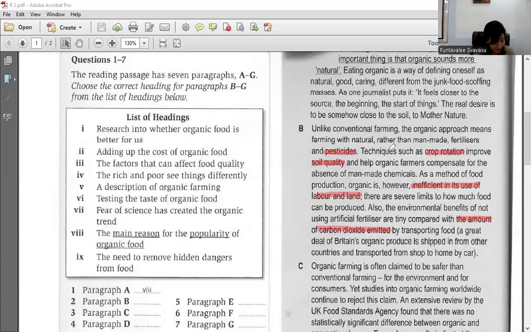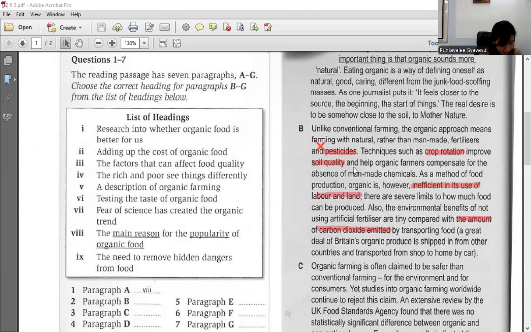So the first choice, they say occasional use of pesticides. But look at this part here. They say they do farming with nature rather than, as I mentioned, rather than means not, in IELTS, so not man-made, not fertilizer, not pesticide as well. So not occasional, it's actually no pesticide. So this one is wrong. So choice A is wrong. Even if it contains the word pesticide, it's wrong because in the choice they say occasional, which is from time to time, sometimes, but this one says no pesticide.